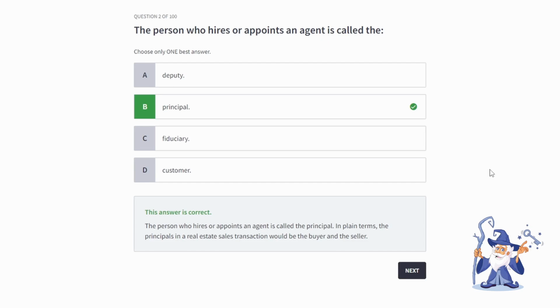In plain terms, the principals in real estate sales transactions would be the buyer and the seller. Those are the principal, or the principals, depending on the situation. Obviously, you need to be familiar with the principal versus agent relationship. If you're not, this one might be a little confusing to you. But yeah, obviously the principal is the correct answer because that's who, again, hires and appoints the agent.